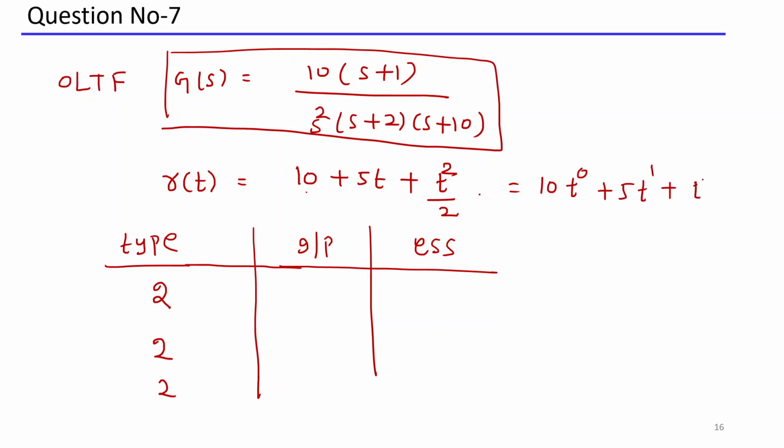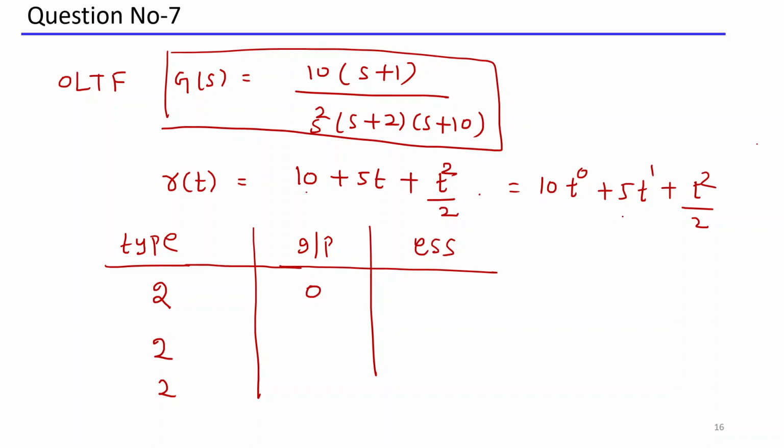Plus t square by 8. So it is a combination of a step signal, a ramp signal, and a parabolic signal. Now you tell me, suppose I take 10t as the input, then what is the input type?